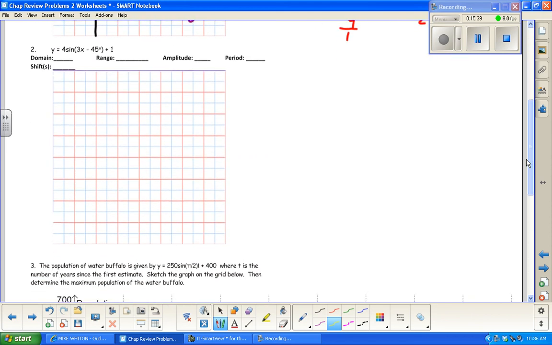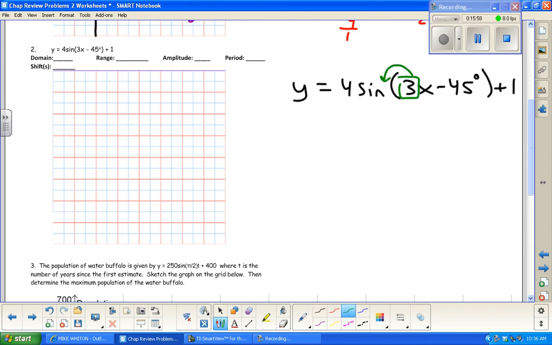Okay, number 2, this one, they didn't quite give you the equation in the totally correct form here. There's one little thing we got to do. First off, it's in degrees, so that's kind of nice. But the thing that wasn't right, this 3 technically needs to be out in front, because the phase shift in this one's actually not 45. If the 3 is in there, it changes things a little bit.